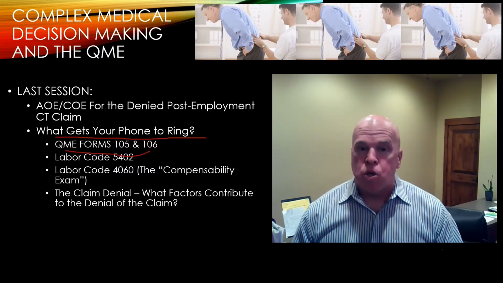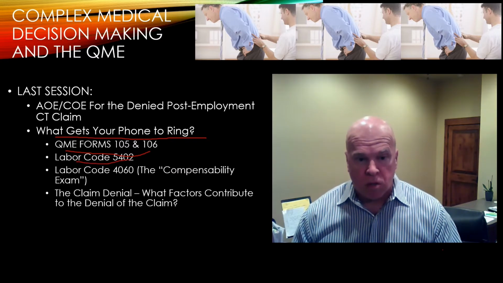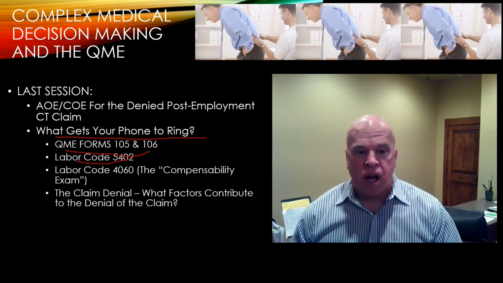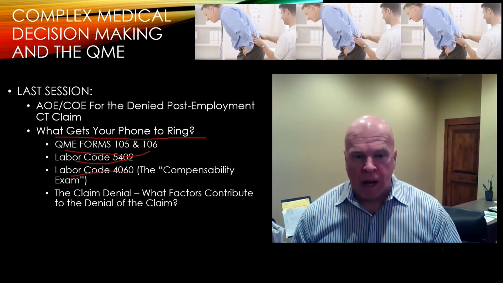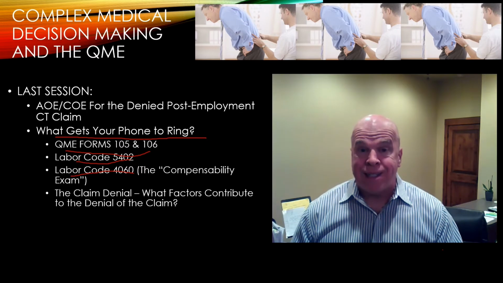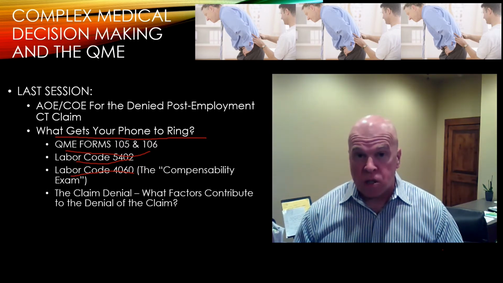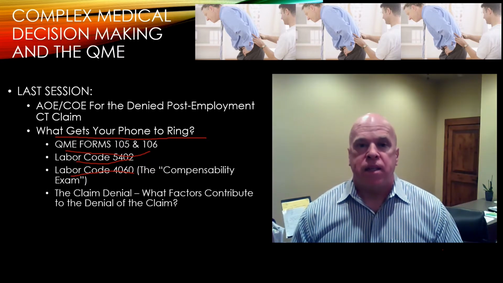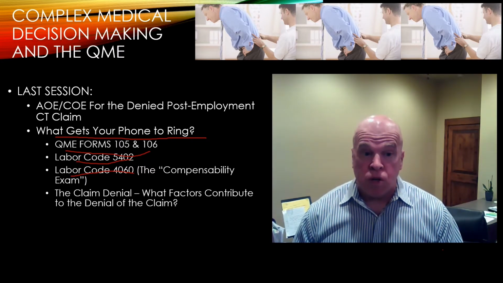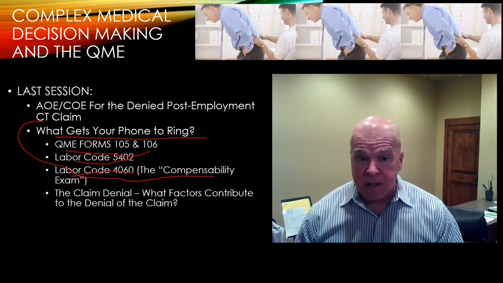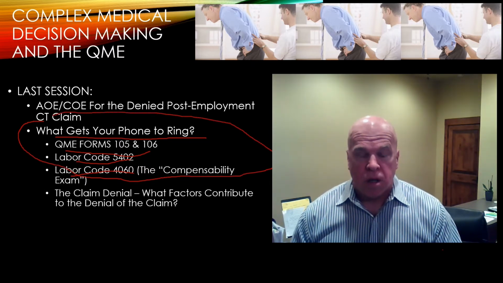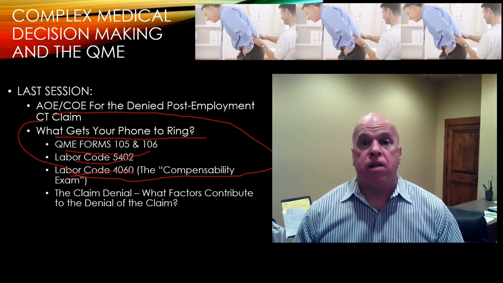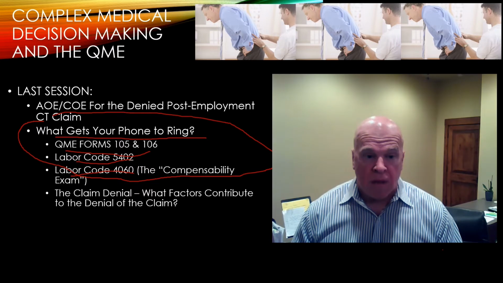And we talked about QME forms 105 and 106. We talked about Labor Code 5402, also known as the $10,000 rule. We talked about Labor Code 4060 and the compensability evaluation, which is the type of evaluation that you're being called upon to perform in these denied cases. Now, it's critical for you to understand these behind-the-scenes workings that cause your phone to ring for an evaluation. And this is where we left off in our last session.